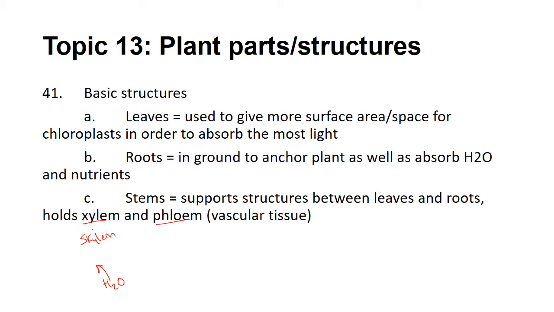This moves products around. Mostly it moves sugar around in plants. And these are the products of photosynthesis. Sugar is, and also some oxygen is going to be moved around in these things. These are vascular tissue, which means like arteries and veins, but for plants. So this is how they transport all their materials.